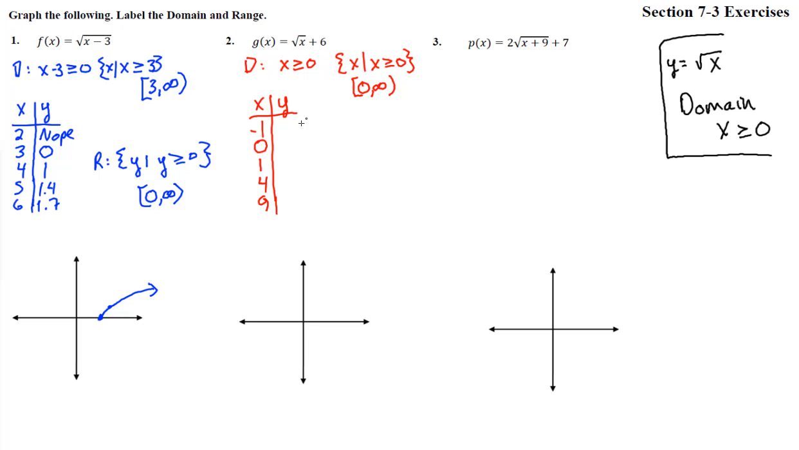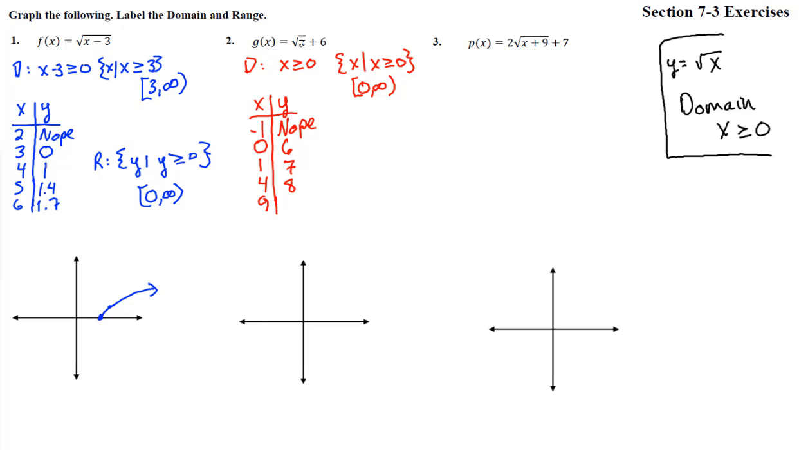Okay, -1, nope, it's not in the domain. Stick in 0, we get the square root of 0 is 0, plus 6 is 6. Stick in 1, the square root of 1 is 1, plus 6 is 7. Stick in 4, the square root of 4 is 2, plus 6 is 8.